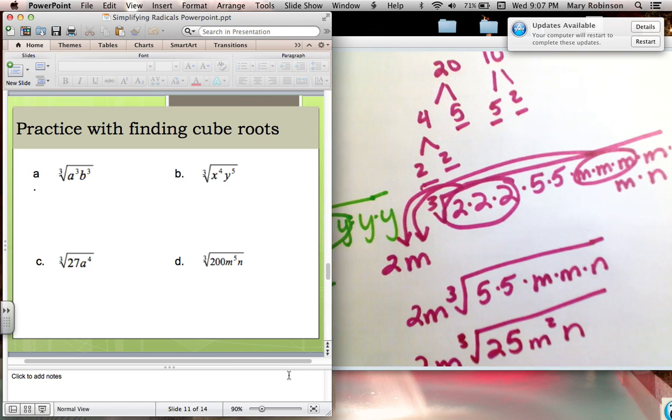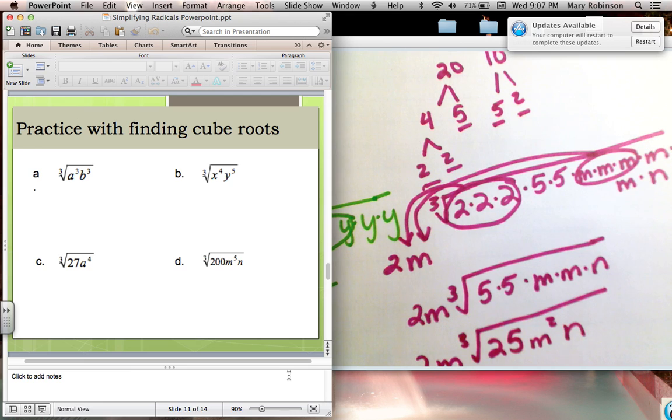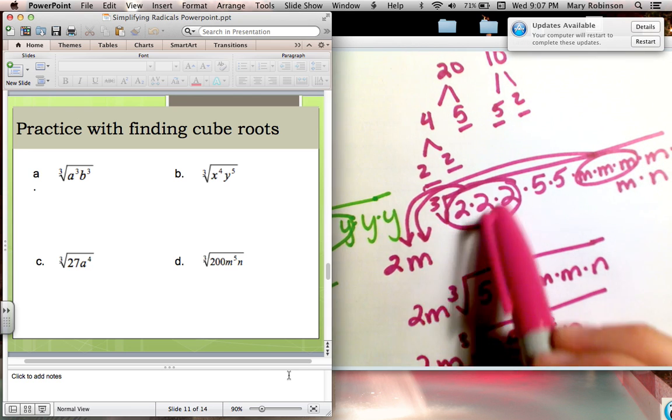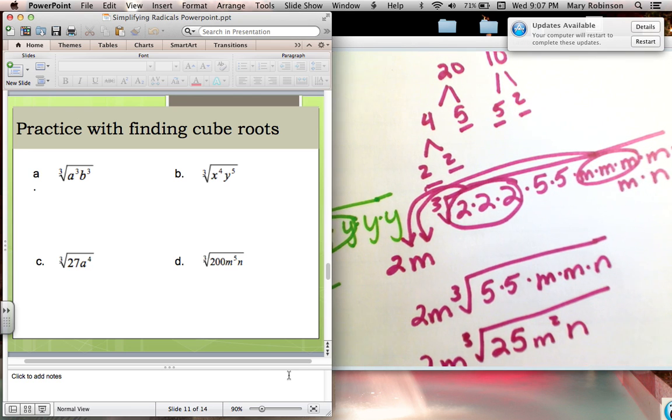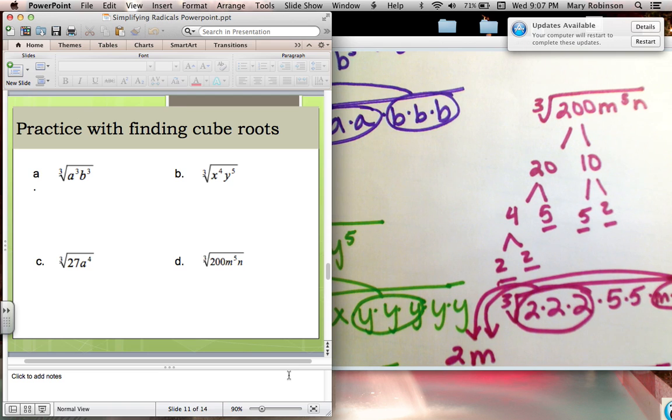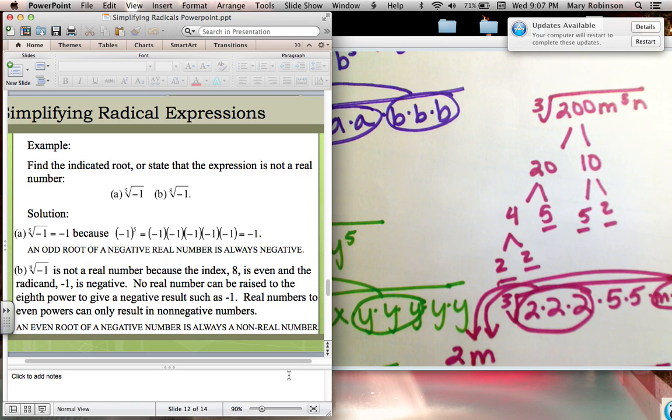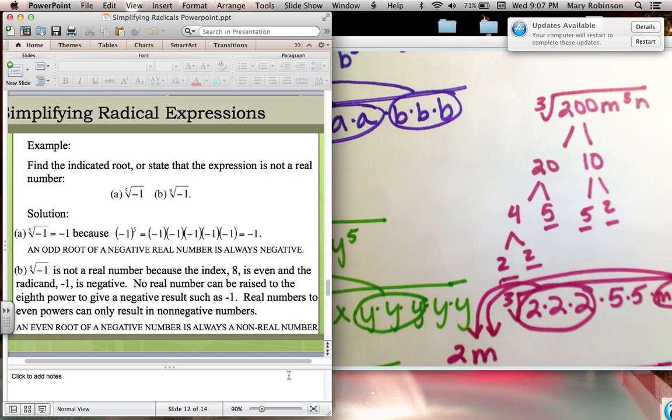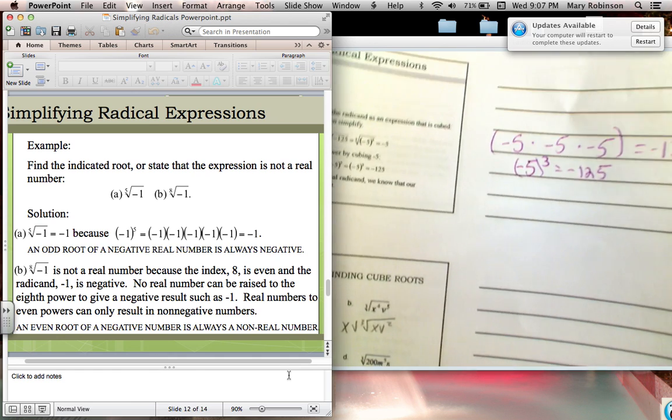Remember, for square roots, it only requires 2 to come out. If it's not a square root, it will have an index number, and whatever that index number is lets you know how many of each you need in order to bring it outside of the radical. Okay?